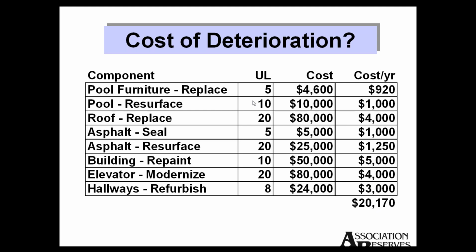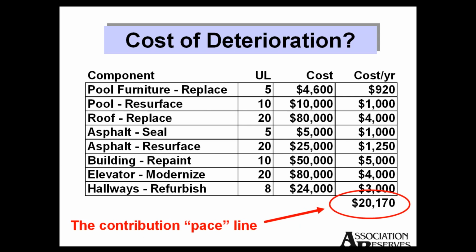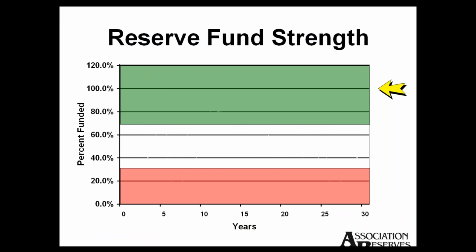So let's move from this. That's a key number to keep in mind, and that's something that we can call maybe the contribution pace line or the speedometer. How fast are we going? How are we catching up? Are we falling behind? Think of this as what our contributions are going to be compared to. A few moments ago I talked about the reserve fund balance. This is now the contribution pace line.